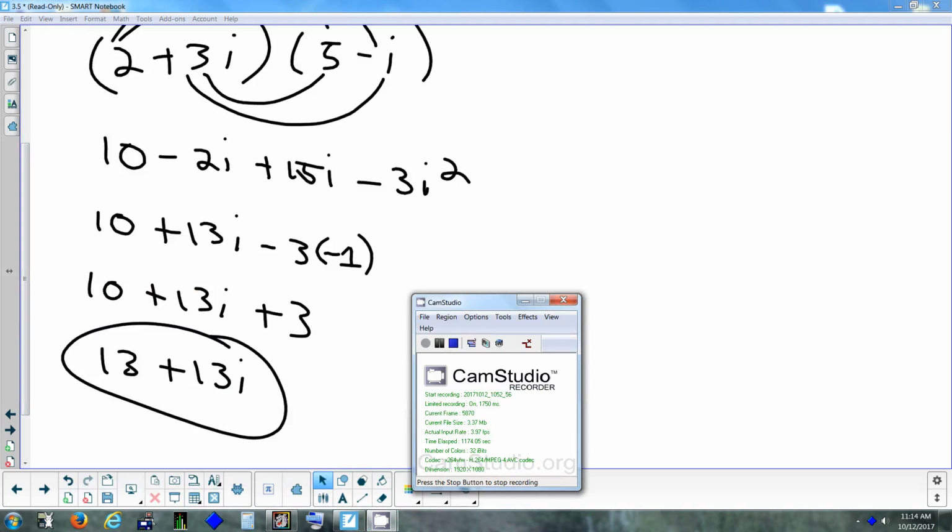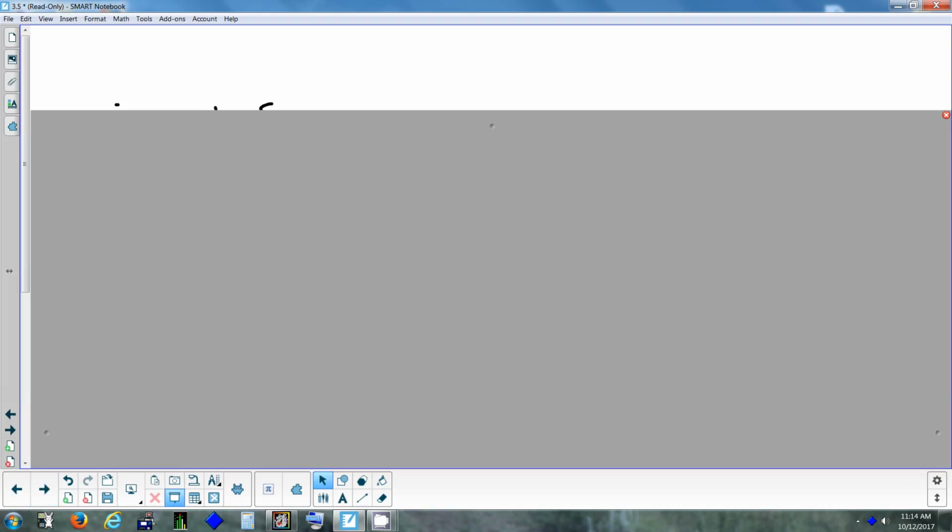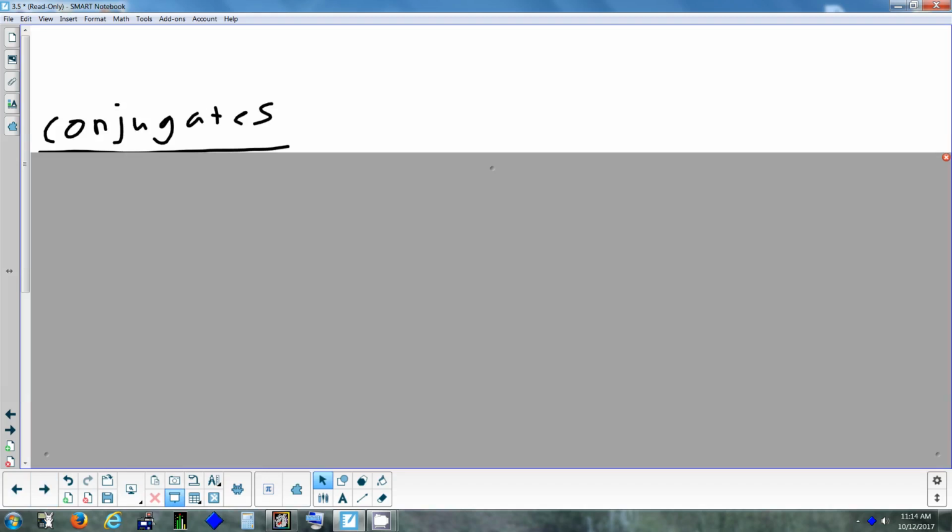Now let's look at division. So first thing we have to look at when we do division is the idea of what's called a conjugate. Has anybody seen that term before, or know that term? So conjugate is something that's going to come up not just when we do this, but it's going to come up again when we get to trig.